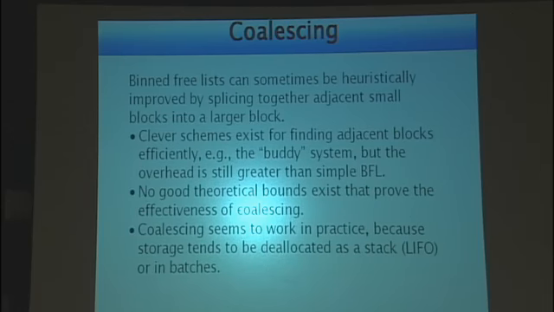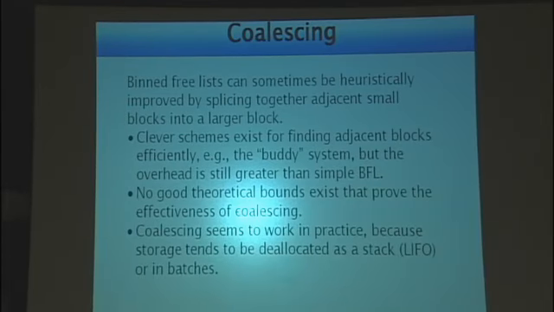It turns out that there are no good theoretical bounds that I'm aware of that prove the effectiveness of coalescing. People have not figured out how to analyze this, or what an appropriate model is for understanding whether coalescing is a good idea. However, it does seem to work in practice for some things, and the reason for that, and this is just my own take on it, is that storage tends to be deallocated as a stack. So you tend to go into a region of a program where you do a lot of heap allocation. Let's say I'm building up a graph, and I keep doing a whole bunch of mallocs, and when I'm done with the graph, what do I do? I free it all.